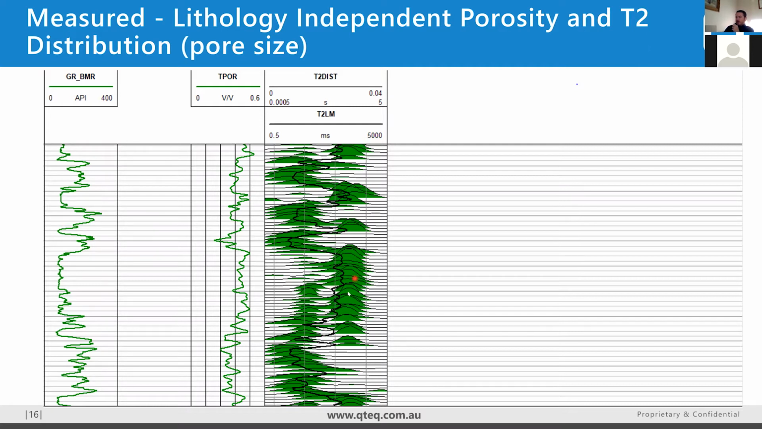Once we start getting down to this bottom section here, we see a general increase in gamma ray with some thin bedding of clays and shales. And we see that in our T2 distribution as well. We get a bimodal effect where we get small pores and large pores within the rock matrix. So we're already getting a good qualitative picture of that formation.